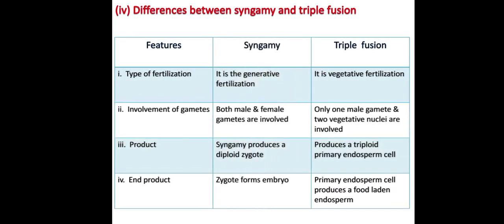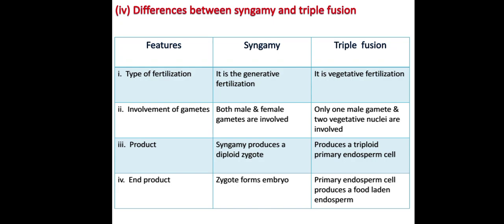The next question: differences between syngamy and triple fusion. This is a very important question. So let's see the answer. Again make three columns. The first feature, types of fertilization. For syngamy, it is generative fertilization, and for triple fusion, it is vegetative fertilization.